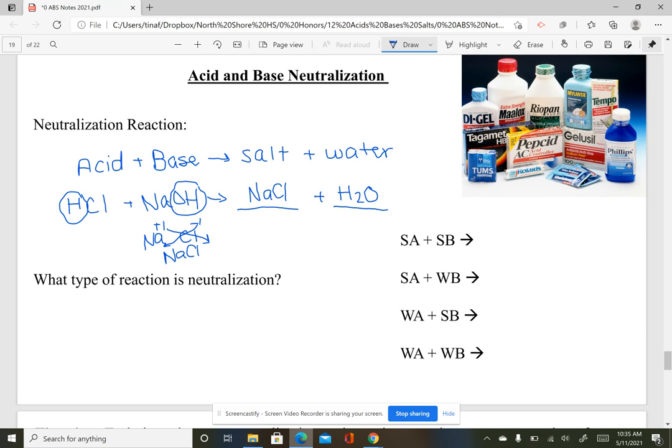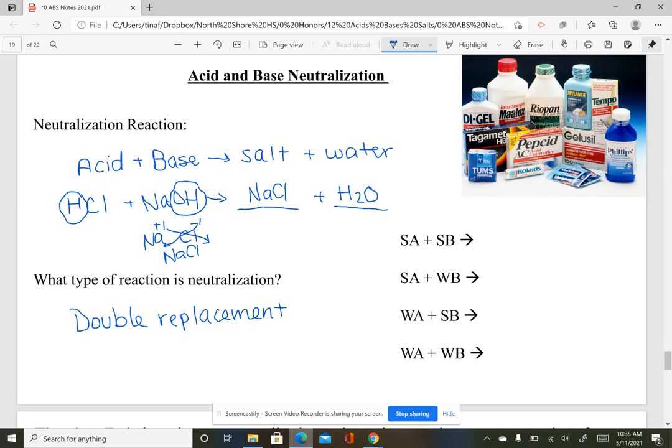What type of reaction is this? This is a more specific kind of double replacement reaction. We start with two compounds and we end with two new compounds. But if you notice that your starting things are acids and bases and your ending things are salt and water, then you know more specifically it's neutralization.